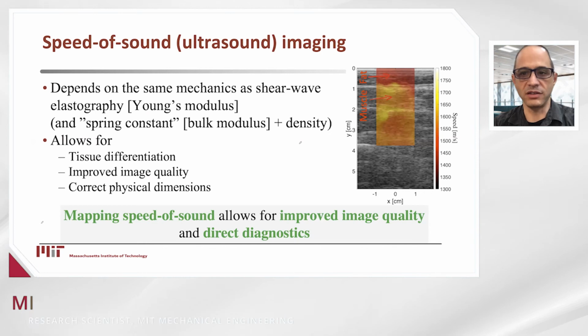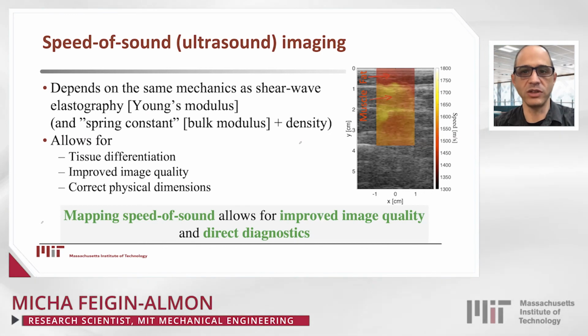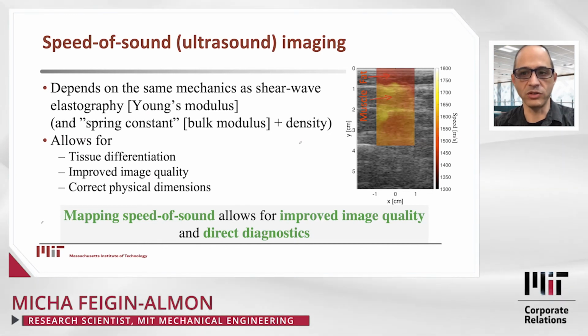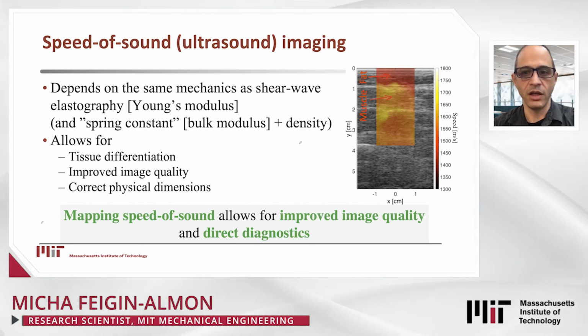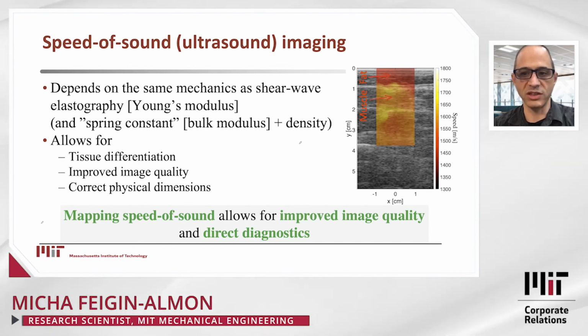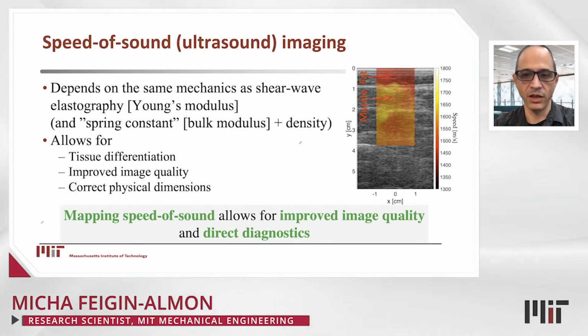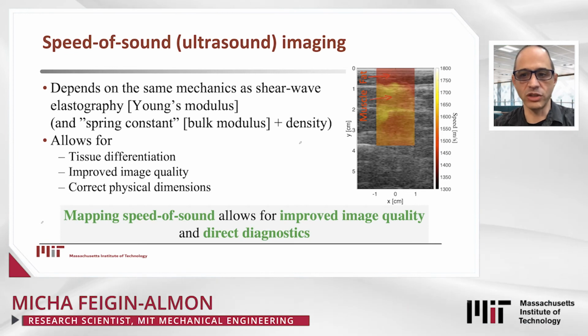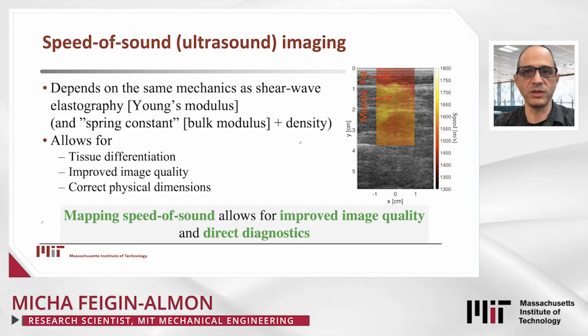As a surrogate, we switch our attention to speed of sound imaging. The speed of sound depends on the elastic Young's or shear modulus in a similar way to shear wave elastography. For better or worse, it also depends on the bulk modulus or spring constant, which is what makes the acoustic waves two orders of magnitude faster in tissue, in turn allowing for much higher frame rates. This not only enables functional muscle imaging in motion, but also tissue differentiation and improved image quality.